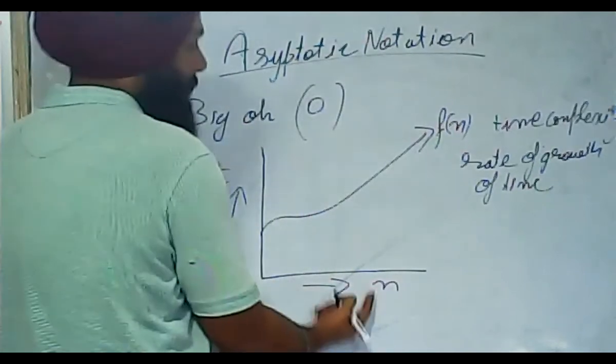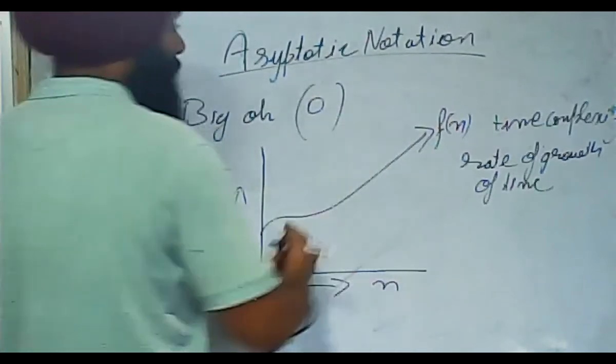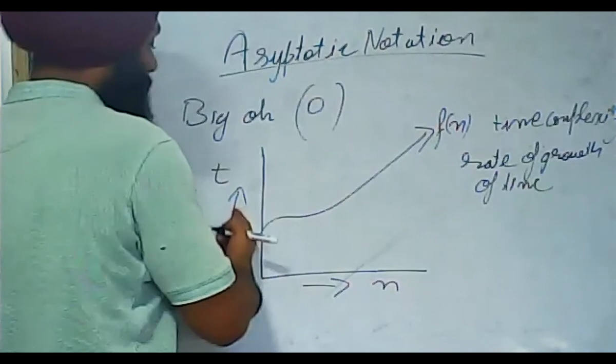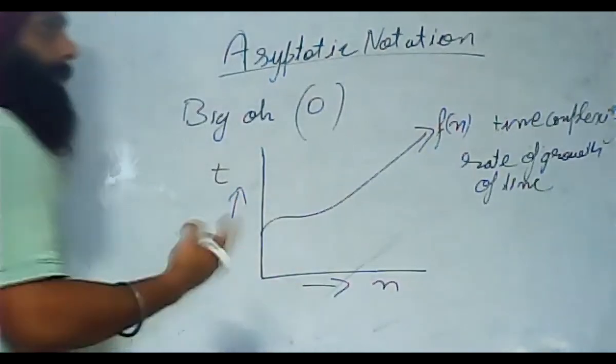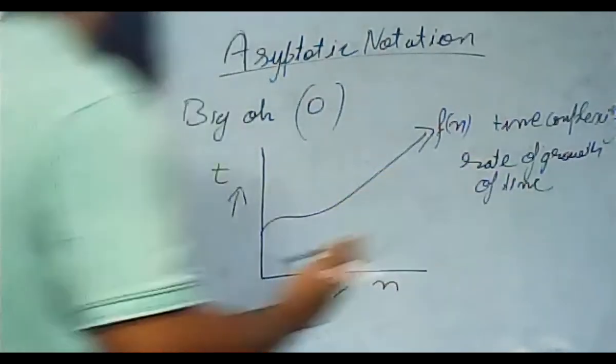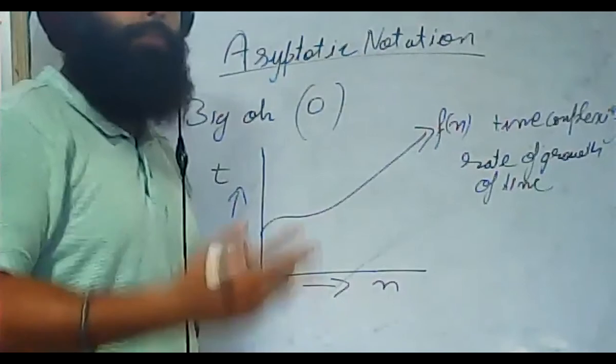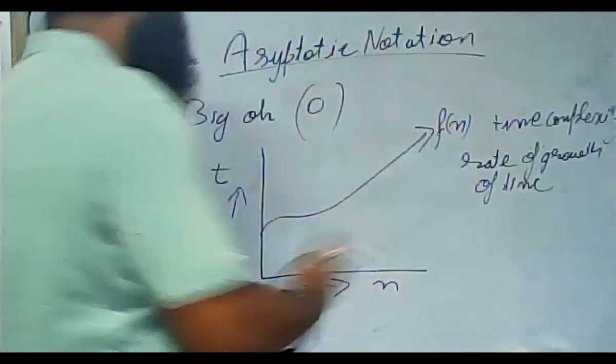If we increase the number of elements in the problem, the rate of growth will also increase, because it will take more time. That is very obvious. If we increase the number of elements, the time taken by the algorithm to solve the problem will also increase. That is very obvious.